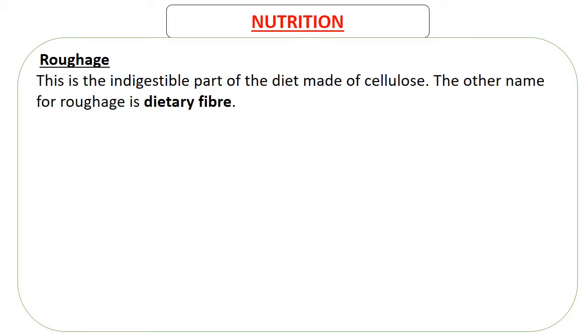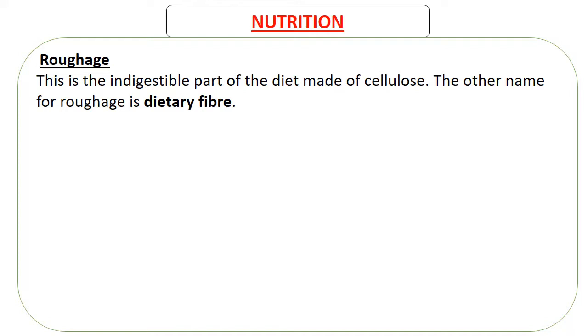The last element we're going to take a look at is called refuge. Refuge is the indigestible part of the diet made of cellulose. The other name for refuge is dietary fiber. So what does it mean, indigestible part? It means you cannot digest it, you cannot break it down. So why should we eat something that cannot be broken down and you cannot get nutrients from it? It has a different role as compared to other nutrients. It's not absorbed by the body.